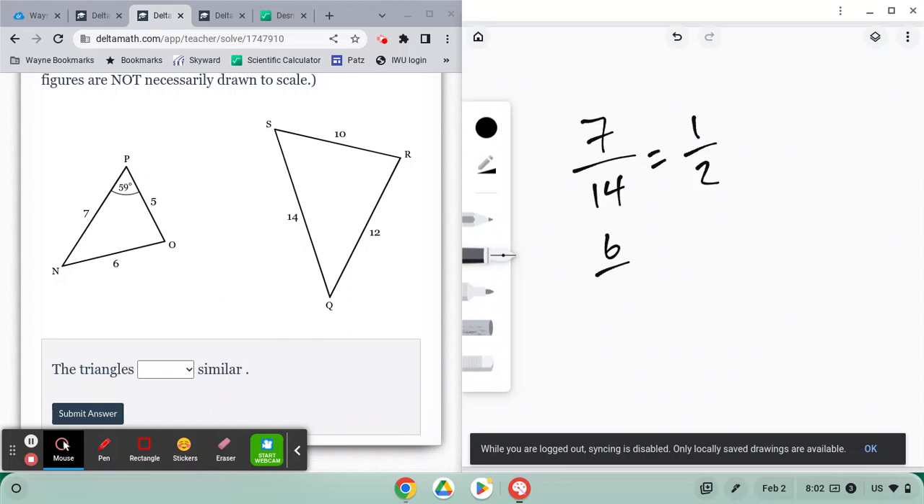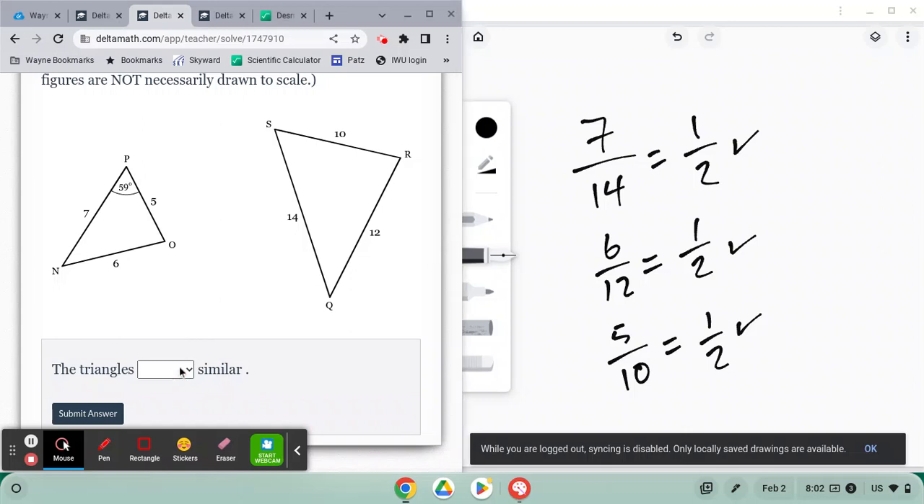So we get 6 over 12. That would once again reduce to 1 over 2. And then finally, 5 over 10. So 5 over 10 reduces to 1 over 2. Since each of these is the same, that means all three sides are proportional, so they are similar.